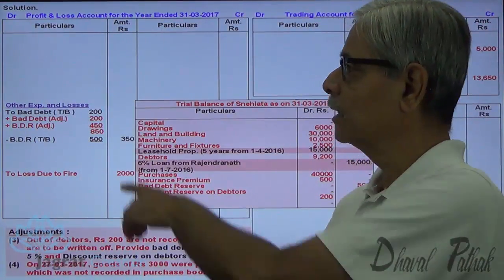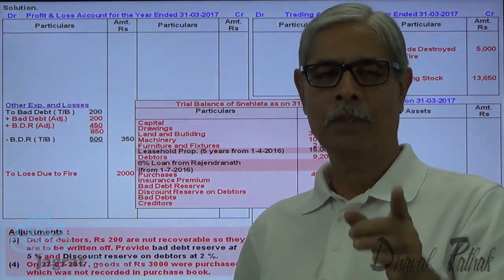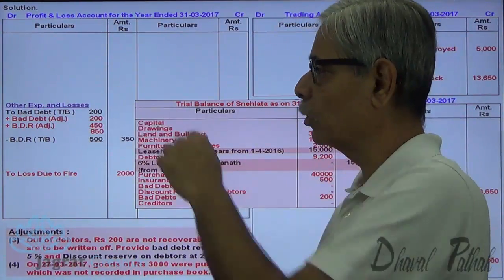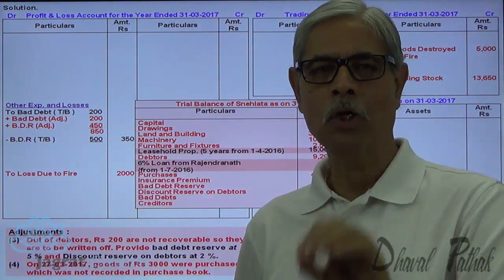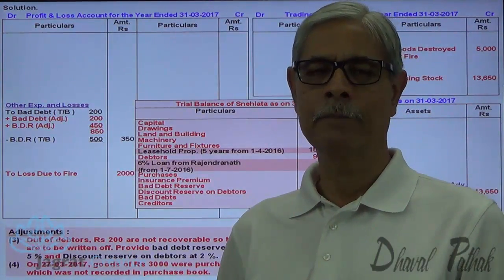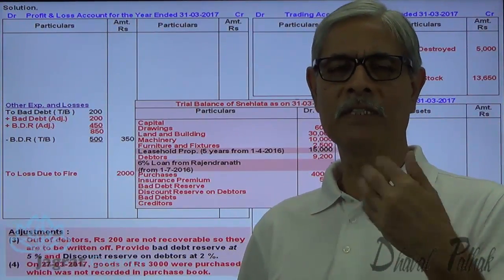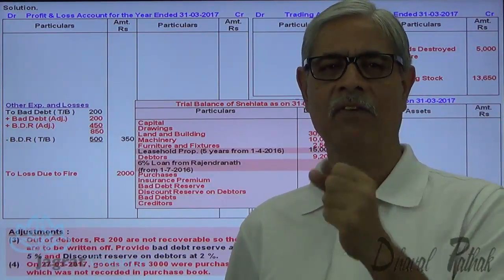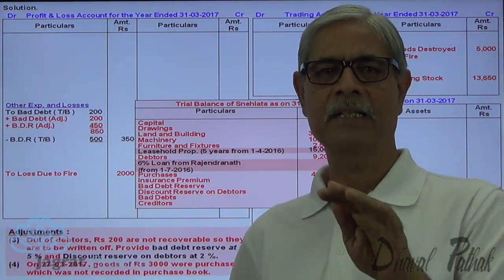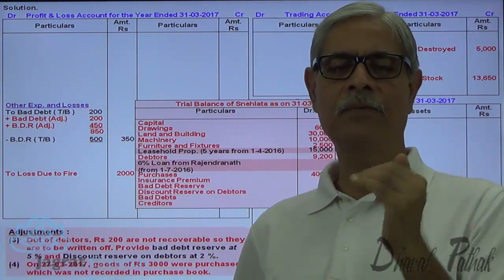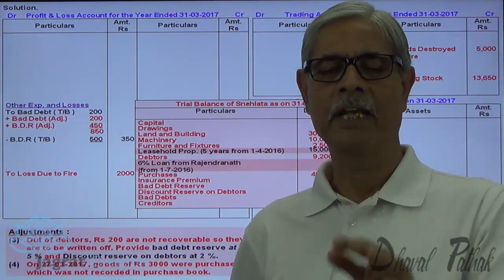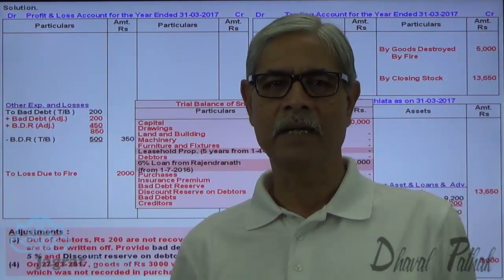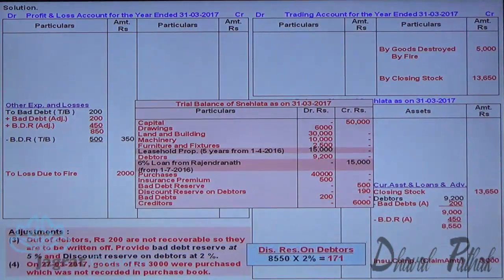So this is how bad debt as per trial balance, plus bad debts as per adjustment, plus bad debt provision required at the end of the year, these three are to be added. From that, bad debt reserve already existing in trial balance is to be deducted. Remember, whenever you are told that this is the provision required at the end of the year, then the difference between the provision existing in the balance sheet and the provision required is to be found out and debited to profit and loss account. This is how bad debt is being identified here in profit and loss account.